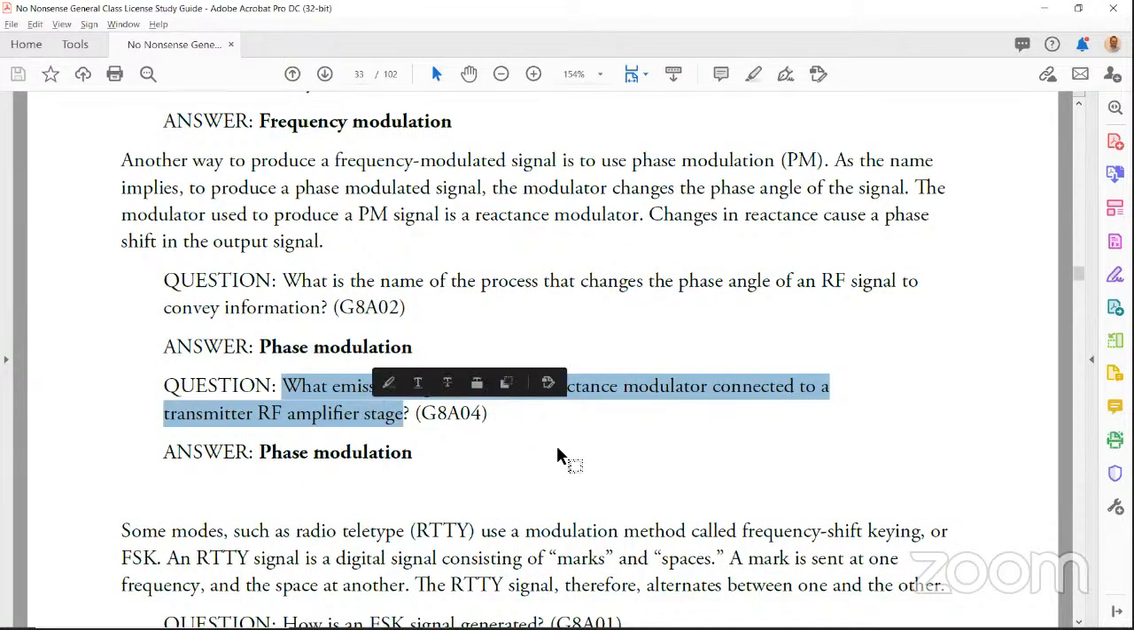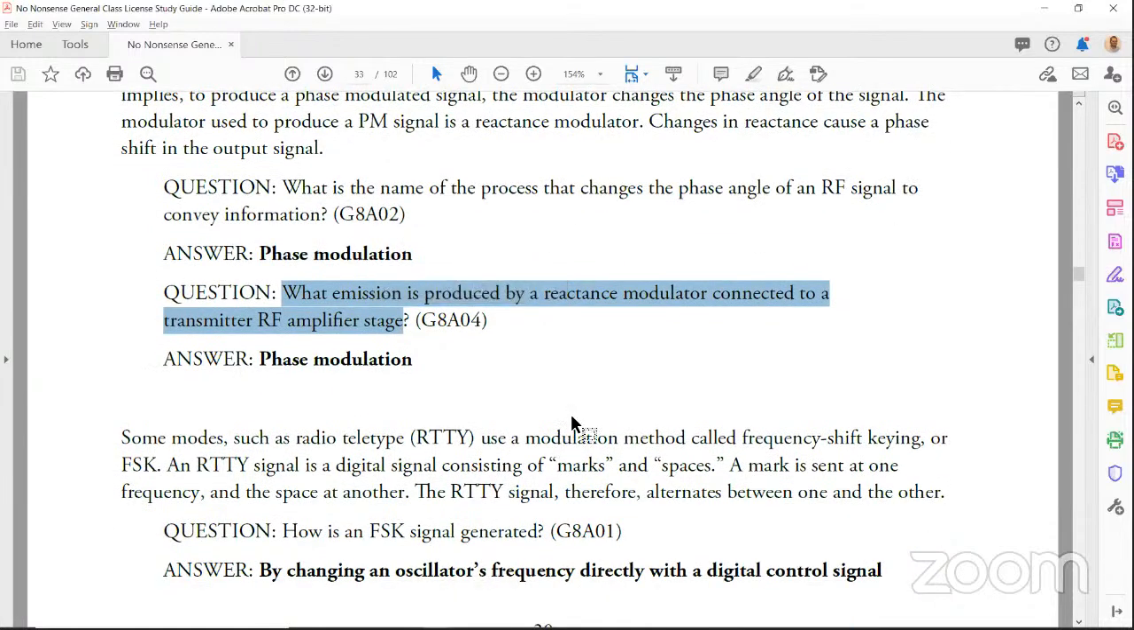Next question related. What emission is produced by a reactance modulator connected to a transmitter RF amplifier stage? So remember we did some slides that showed the various components of receivers and transmitters. We showed you the different sections of the diagrams. And we learned that a reactance modulator produces phase modulation. Okay.